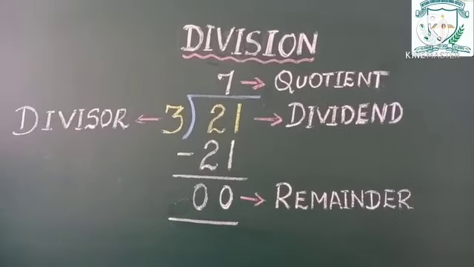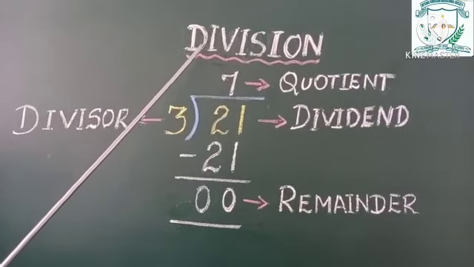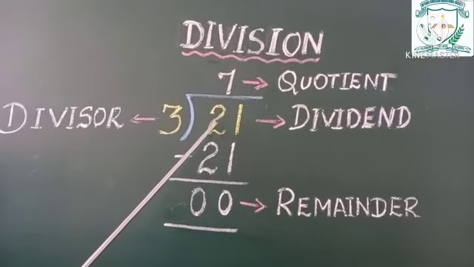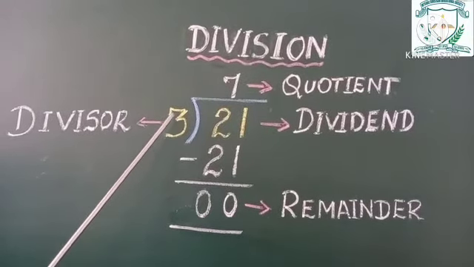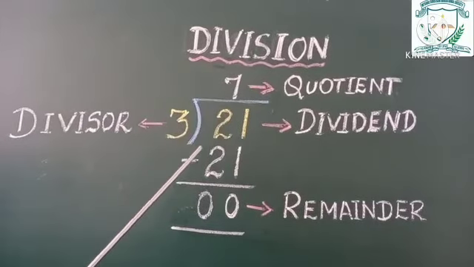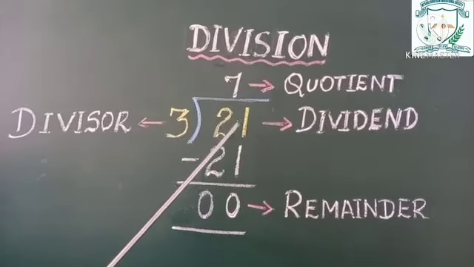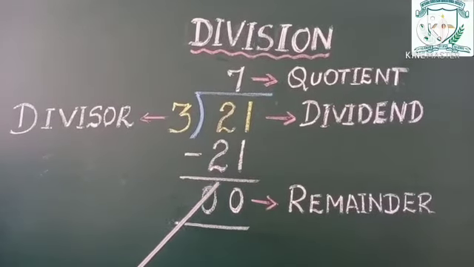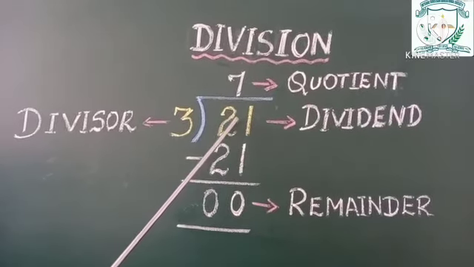Let us know how we write this in the division method. 21 divided by 3. 3 sevens are 21. Let us subtract. 1 minus 1 is 0. 2 minus 2 is 0.